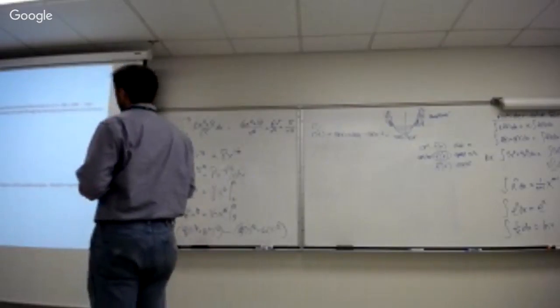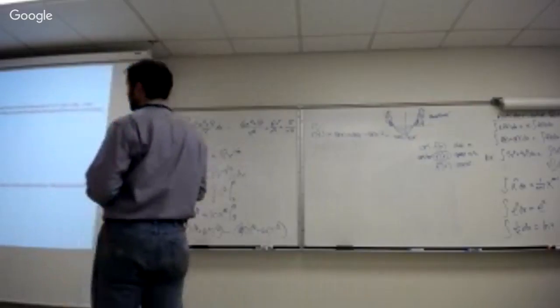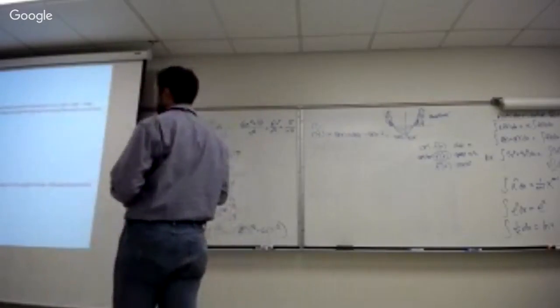So let's read it. The traffic flow rate is given by that, where t is in hours and t equals 0 is 6 a.m. How many cars pass through the intersection between 6 a.m. and 8 a.m.?